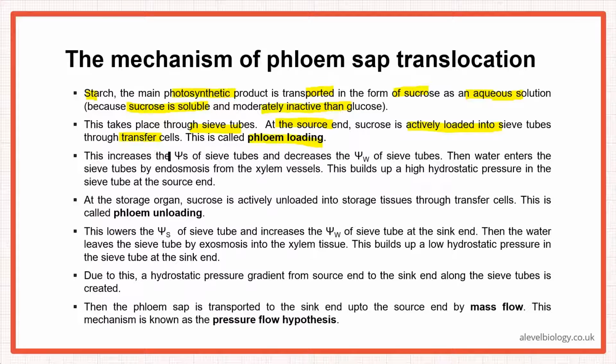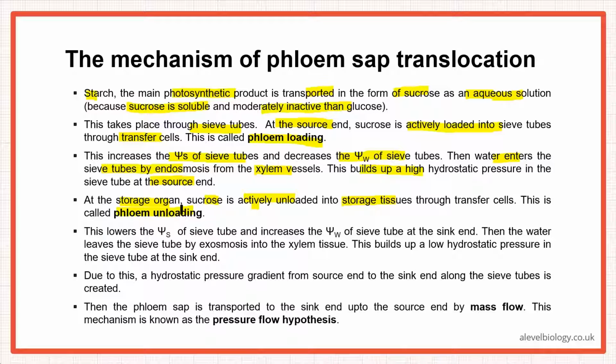This increases the solute potential of the sieve tubes and decreases the water potential. Then water enters the sieve tubes by endosmosis from the xylem vessels. This builds up a high hydrostatic pressure in the sieve tubes at the source end. At the storage organ, sucrose is actively unloaded into the storage tissues through the transfer cells. This is known as phloem unloading.